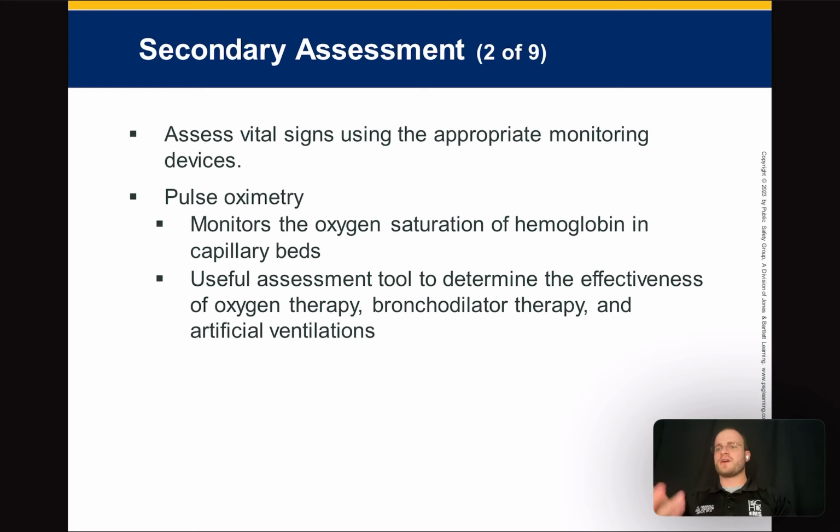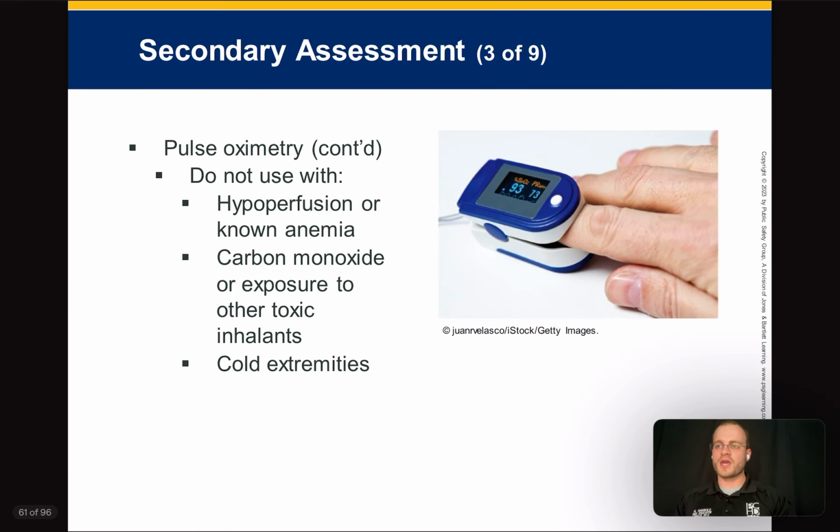And so we're going to assess vital signs using pulse oximetry, which remember measures a percentage of saturation of hemoglobin in the capillary beds. We typically do this in the fingers, okay? And it uses light passing through the finger and through a sensor on the other side, okay? It's a useful assessment tool to determine the effectiveness of oxygen therapy, bronchodilator therapy like albuterol, and artificial ventilation. So pulse oximetry is the real deal. It's a great tool, okay?